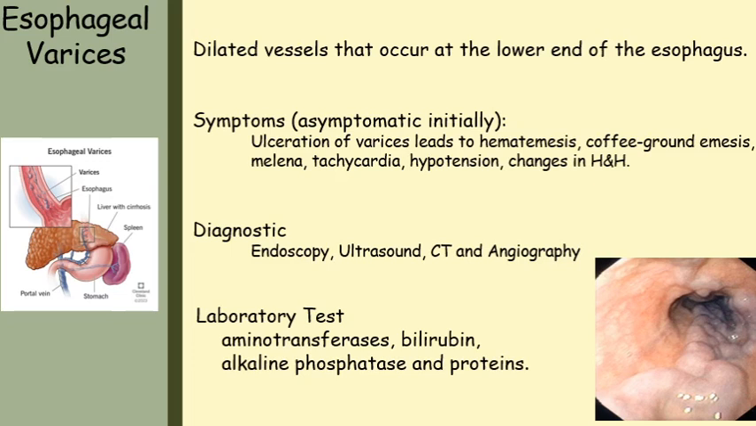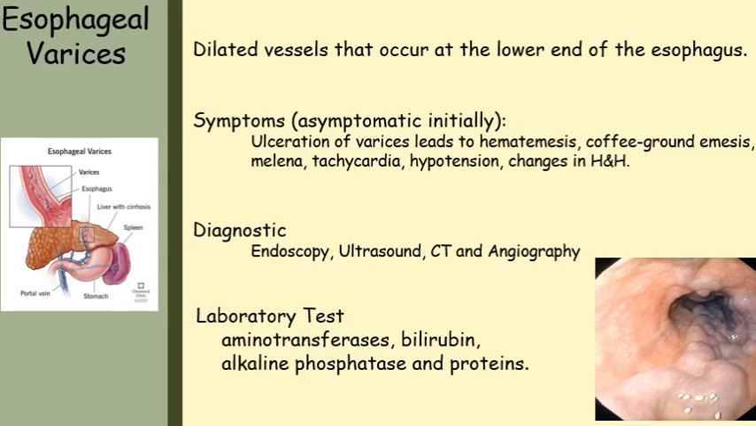So, what are esophageal varices? They're dilated vessels that occur at the lower end of the esophagus. Symptoms: generally, they're asymptomatic initially, but ulceration of the varices can lead to hematemesis. So they can have the bright red blood, or they can have the coffee-ground emesis. Also, our patient can have melena, they can have tachycardia, hypotension, and they can have a further decrease in their hemoglobin and hematocrit.